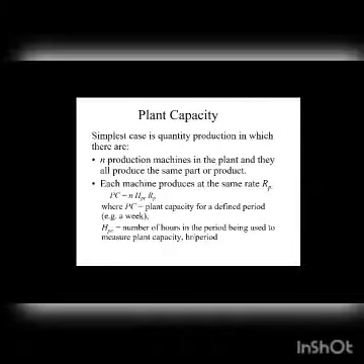So we will see the simplest case. There are n production machines in the plant. Let us say there are 10 lathes and they all produce the same part or product. Then each machine produces at the same rate. So plant capacity is given by N, that is the number of machines, into HPC, that is the number of hours in the period being used. Then if you multiply it with the rate of production, that gives the plant capacity. Number of hours we are going to work, the production rate into the number of machines will give you the plant capacity.